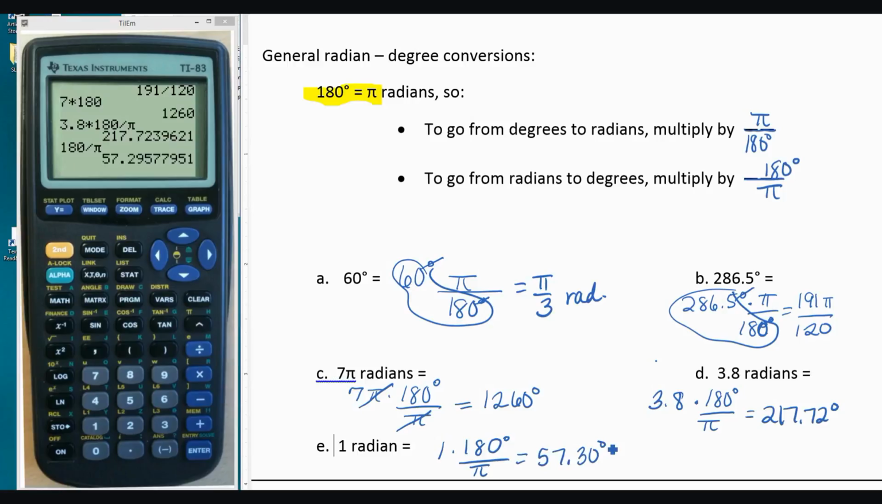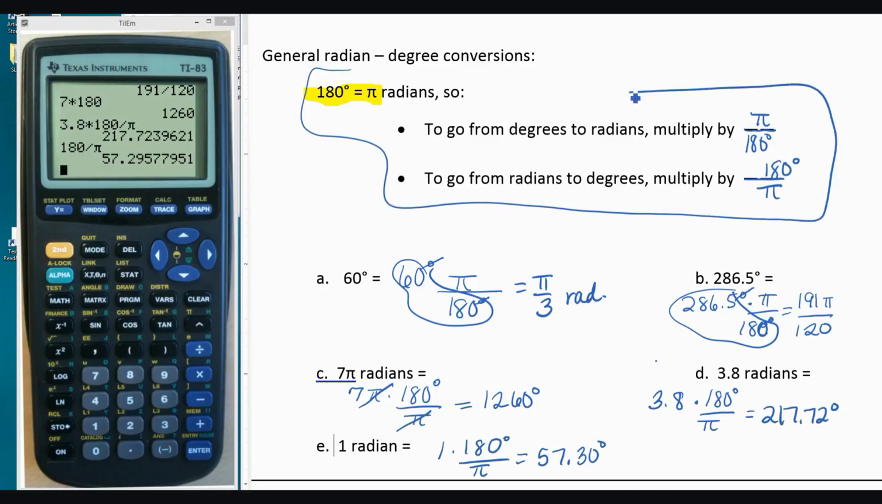To go between degrees and radians, you really need to remember this relationship. To go from degrees to radians, you multiply by pi over 180. And to go from radians to degrees, you multiply by 180 over pi.